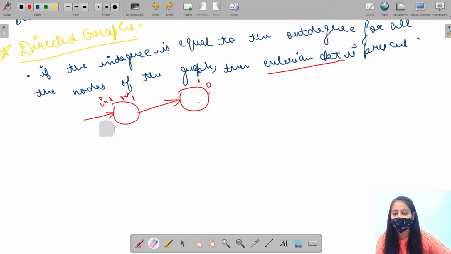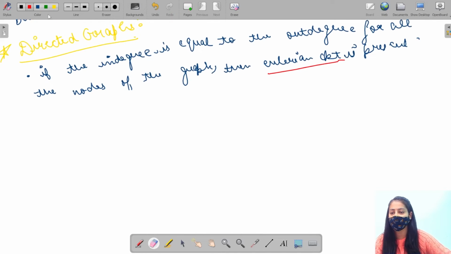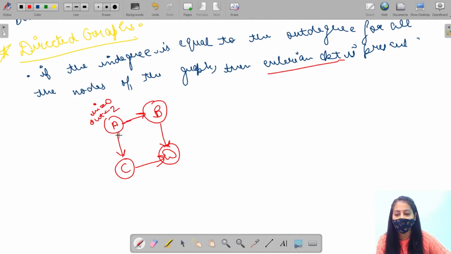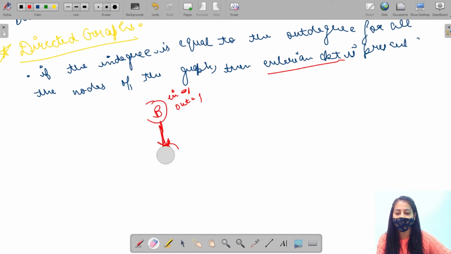So for example, if a graph is given to you like this, right? Now the in degree of this node is 0. Why? Because no edge is coming towards this node, right? The out degree of this node is 2, because two edges are going from this node, right? Similarly, the in degree of this is 1, because one edge is coming towards this node. The out degree of this is also 1, because one edge is going from this node, right? So this is about the in degree and out degree of a node in case of directed graphs, right?